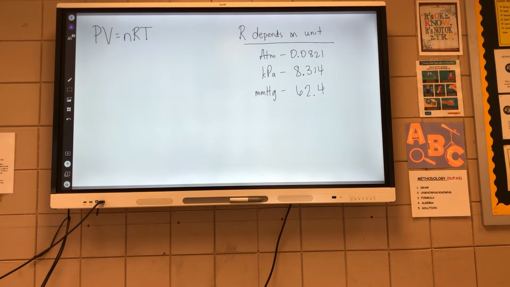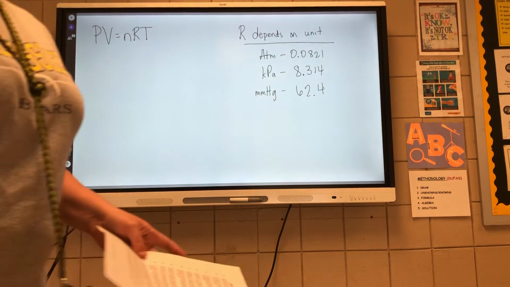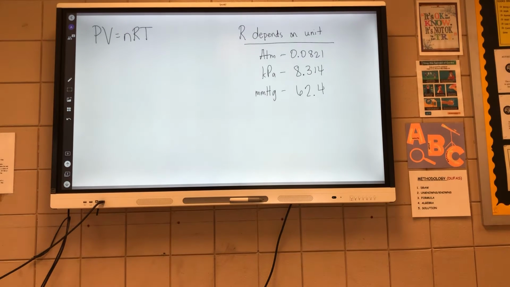All right, so I just want to show you an example of an ideal gas law problem. You want to make sure you have your calculator handy.